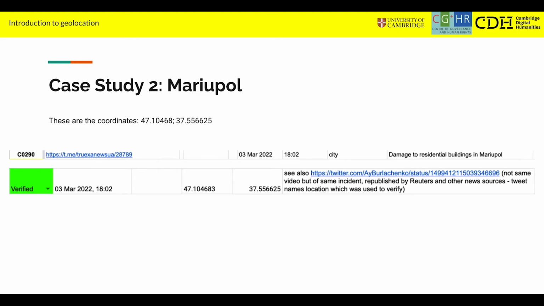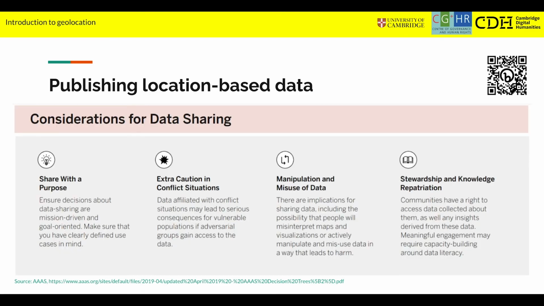Now, once we have the coordinates, there are a few things to consider when you're publishing results. So, the American Association for the Advancement of Science has published a useful set of guidelines for publishing location-based data in crisis situations. They recommend that you only share this information with a purpose and that you take extra caution to consider the manipulation or how this data might be shared, especially in conflicts. The QR code above will lead you to this resource, or you can simply Google these guidelines and it'll bring you to it.